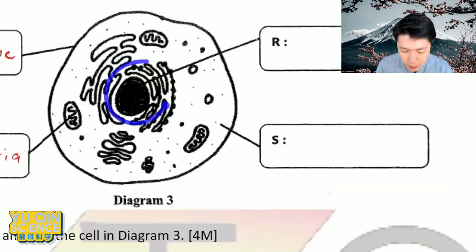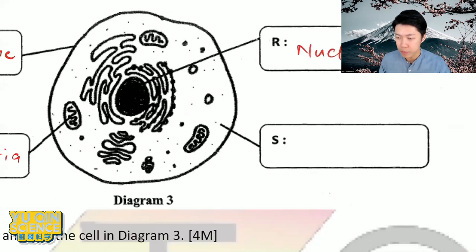R will be the largest part of the cell, the brain of the cell. So that is called nucleus. Nucleus. Okay, cool. All right, next one.